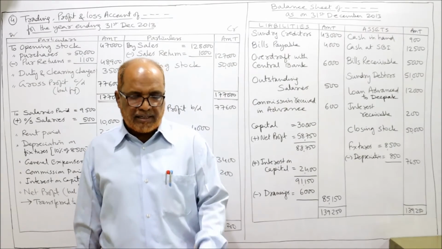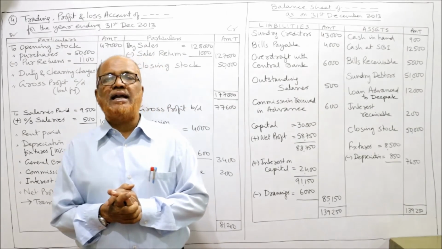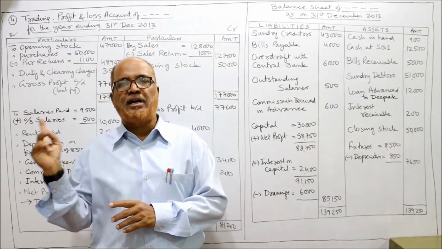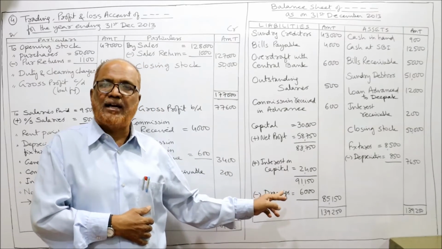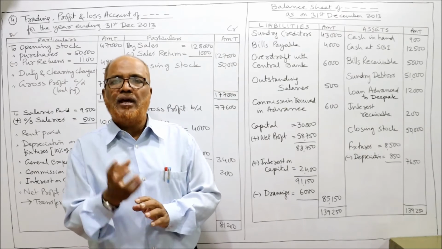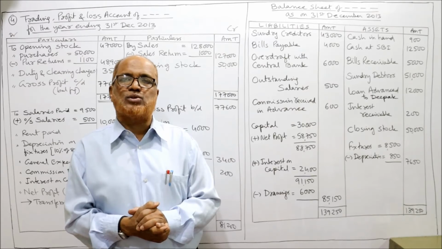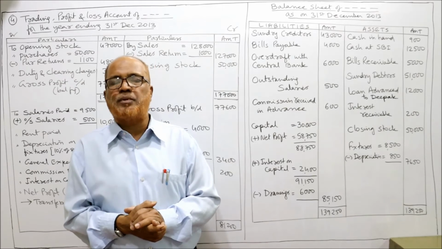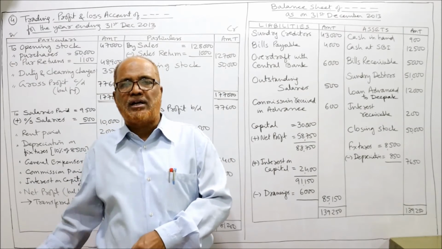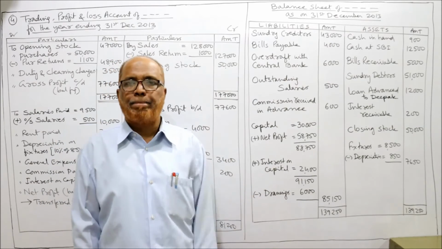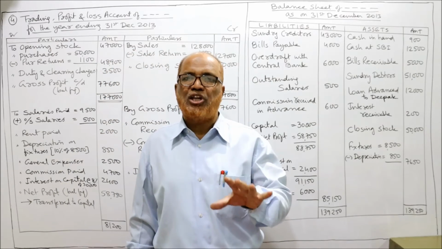Allow interest on capital at 8%, just like the previous problem. This will appear twice. P&L account debit side, interest on capital. Again, interest on capital will be added to capital on the liability side. 8% will be calculated on capital. Capital is 30,000. So 30,000 into 8% is 2,400. So 2,400 is interest on capital, debit side of P&L account. Again, it will be added to capital. I have explained all the points given in the problem.